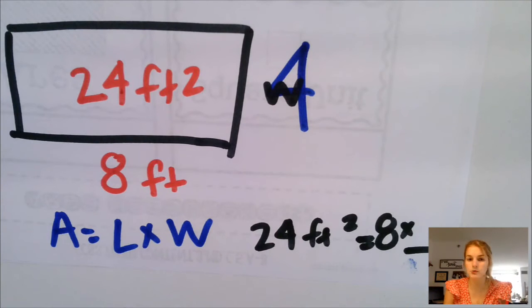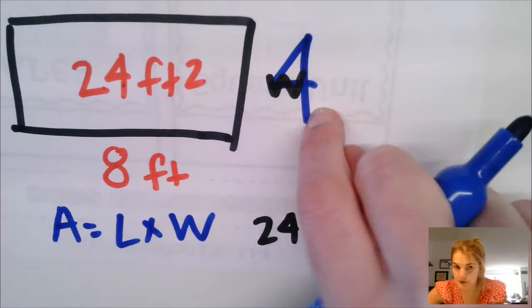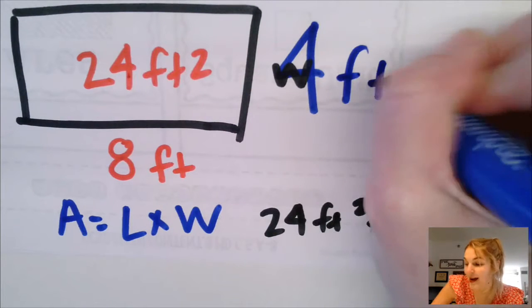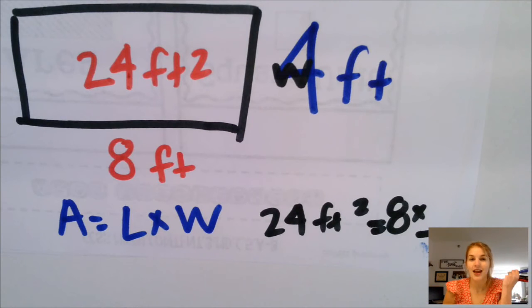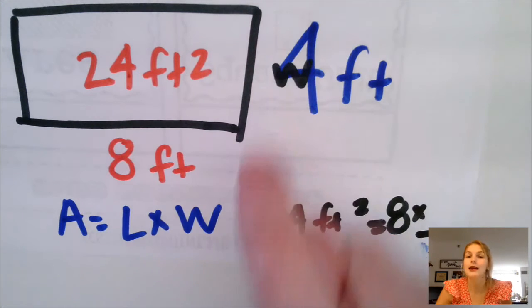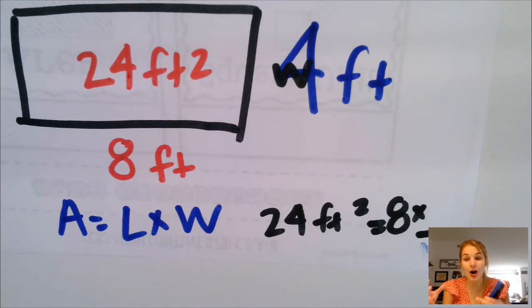Area is length times width. 8 times 4 is 24. And you know that you have found the correct length of this side. And we know that it's in feet because when you're just talking about the length of one side, it's going to be feet. The area is the part you square. So let's take a look at another one.